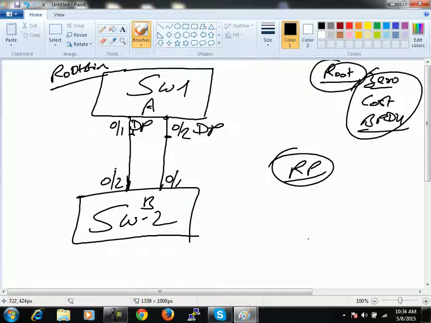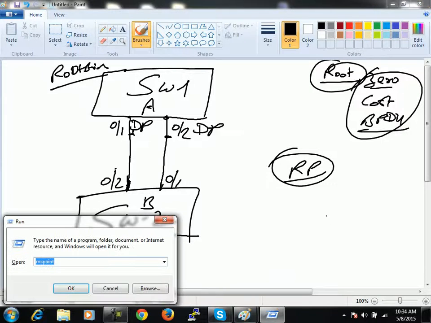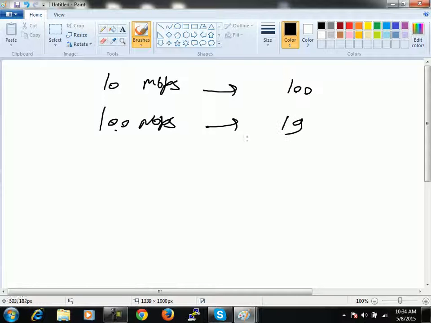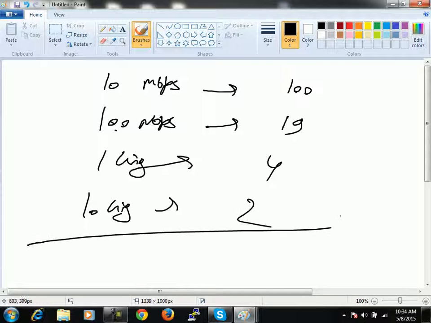Because you know very well that IEEE has also defined some default cost values for your interfaces: if the bandwidth of your port is 10 Mbps, the default cost will be 100. For 100 Mbps, the default cost will be 19. For 1 gig, it is going to be 4, and for 10 gig, it is going to be 2. These are the default cost values for your links defined by IEEE.